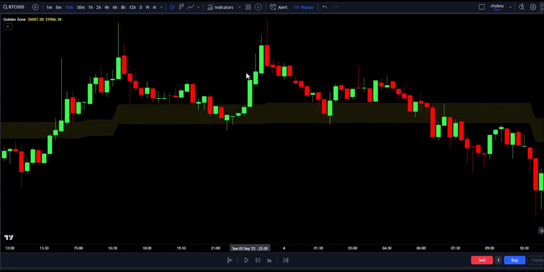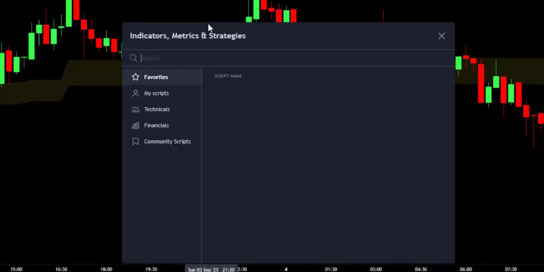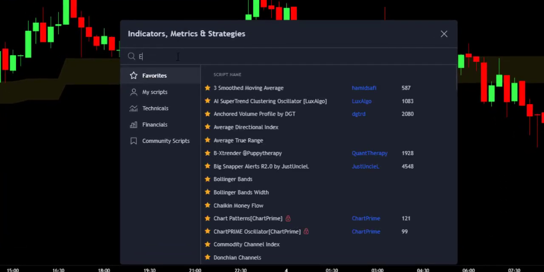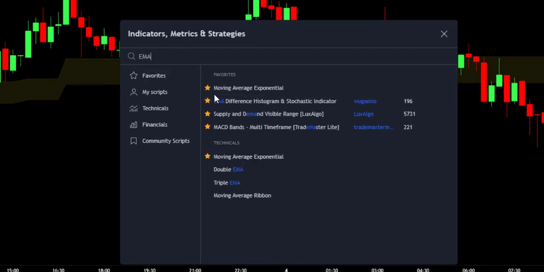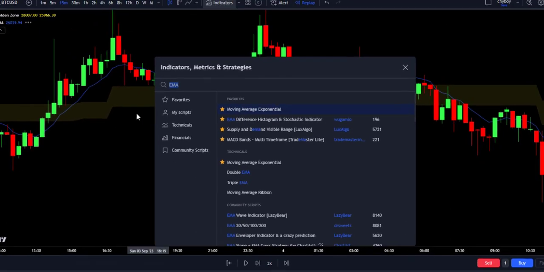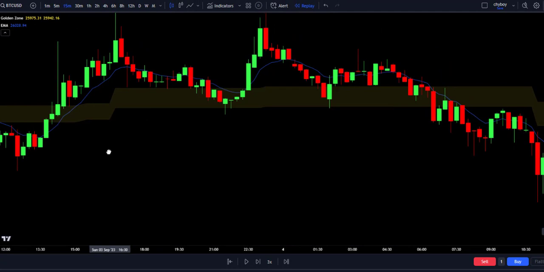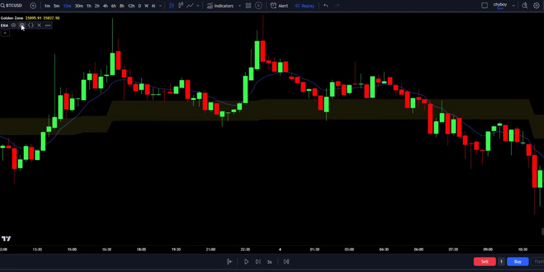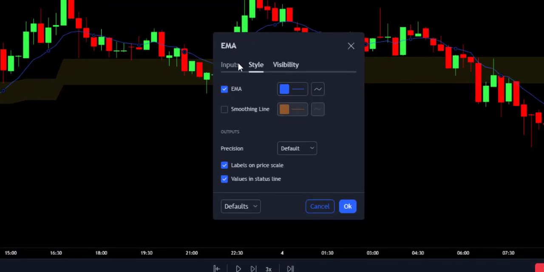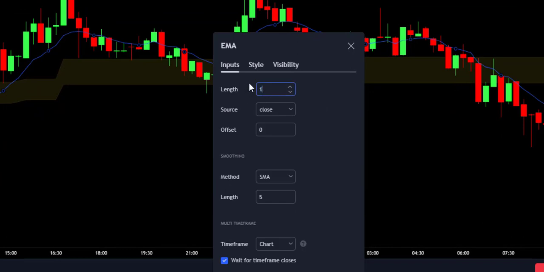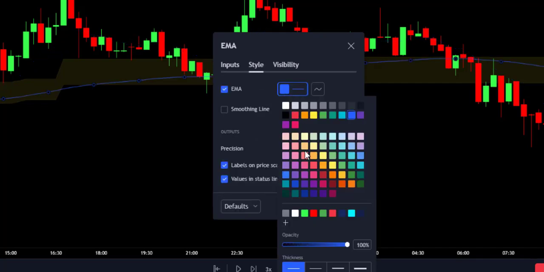Understanding how this indicator works, let's add another indicator that will help us identify trend. We navigate to the indicator search, search for EMA, and select exponential moving average. Before we use the indicator, let's set it. We go over to the indicator settings. On the input setting, set the length to 100 and change the method to EMA. Then go over to the style setting and increase the size of the EMA.